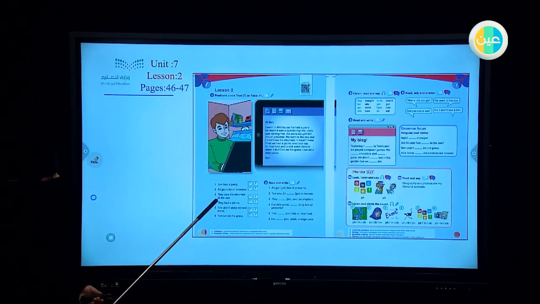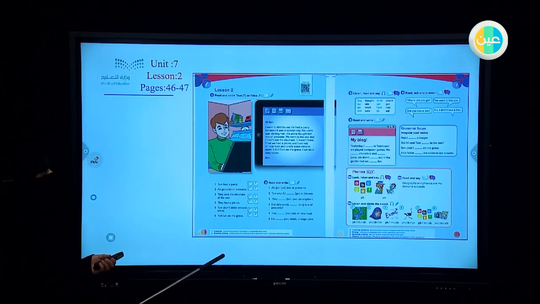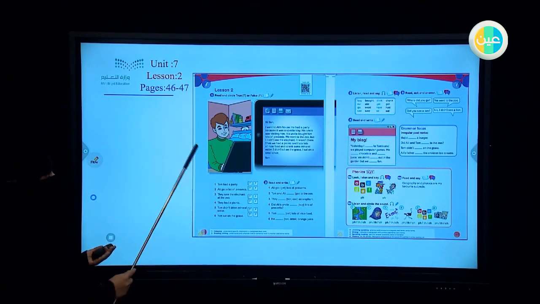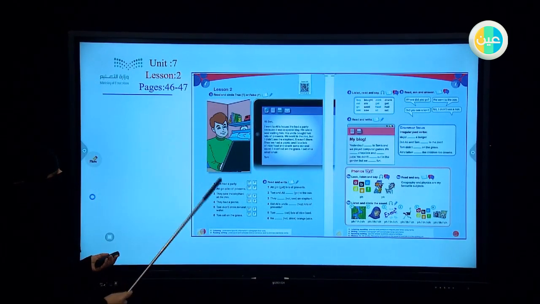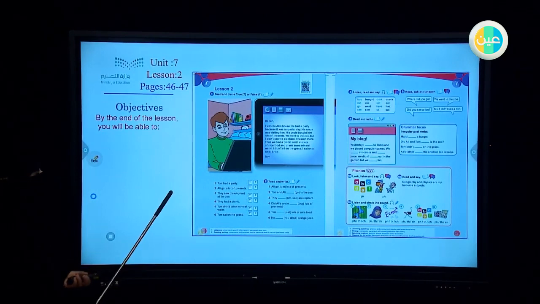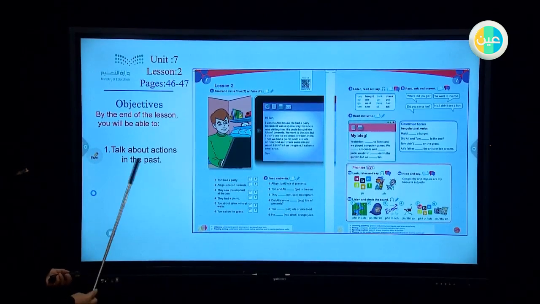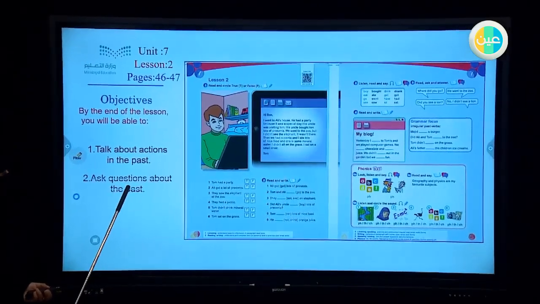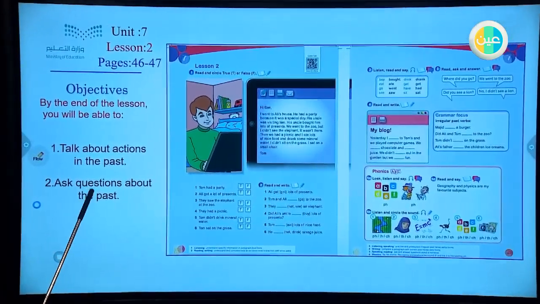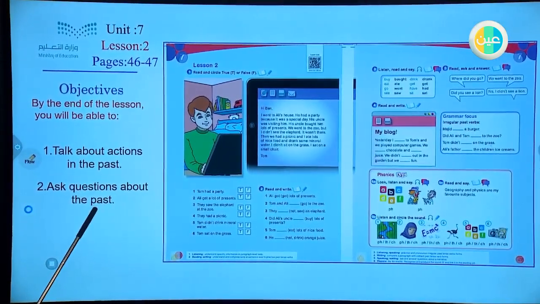Today, inshallah, we are going to continue talking about the past. Something happened in the past. Do you see this boy, Tom? He will describe something that happened to him in the past. So, inshallah, today, you will be able to talk about actions in the past, and also to ask some questions about the past.